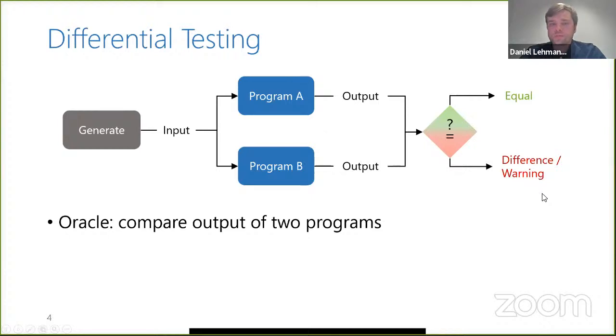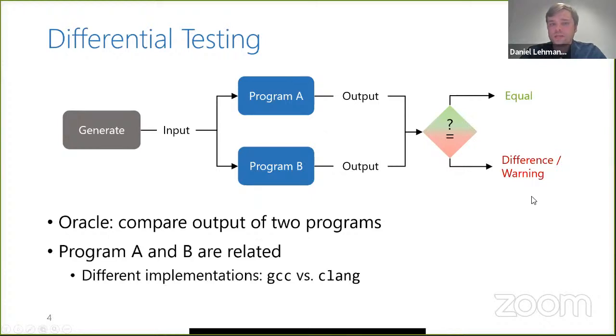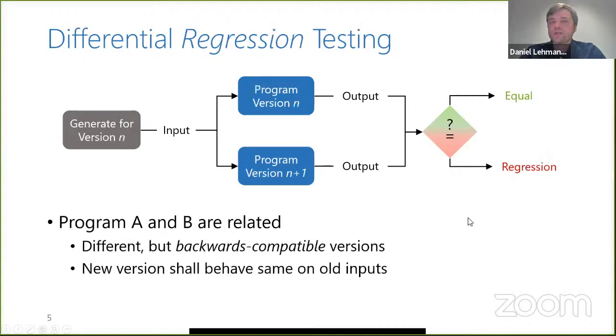And for that to work, the two programs obviously have to be related in some form. One very successful application of differential testing has been compiler testing, where, for example, one program is GCC and the other one is Clang. Another option, instead of comparing two different implementations against each other, is what we do here in regression testing, and that is comparing the output of two different program versions against each other.